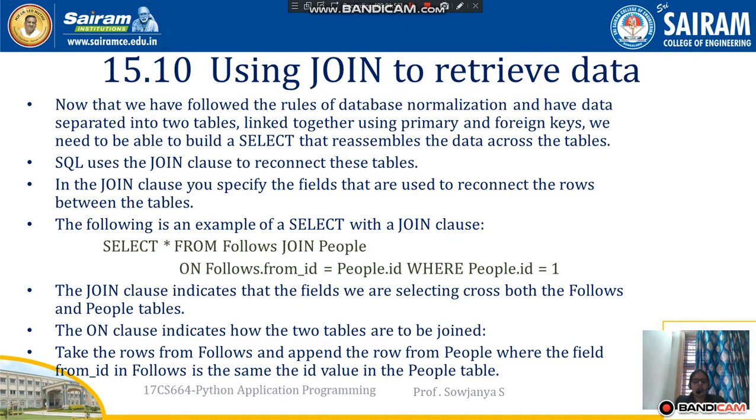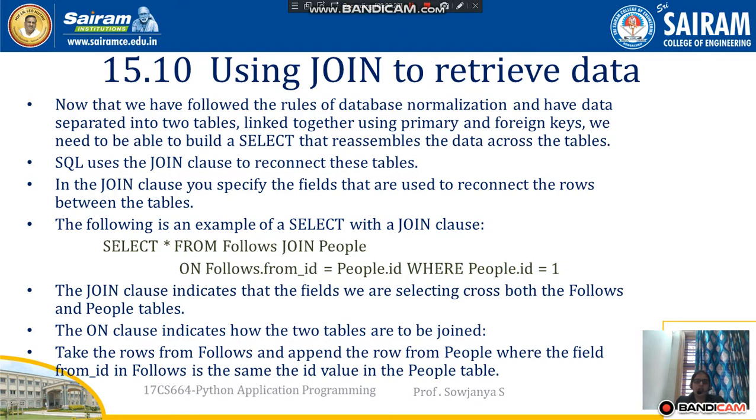Okay, so now the next topic is using JOIN to retrieve the data. What is the use of JOIN to retrieve the data? In the SQL query language, we know how to join the data. Now we know the rules of database normalization and we have the data spread into two tables linked together using the primary and foreign keys. We need to be able to build a SELECT that reassembles the data across the tables. The SQL language uses the JOIN clause to reconnect these tables.